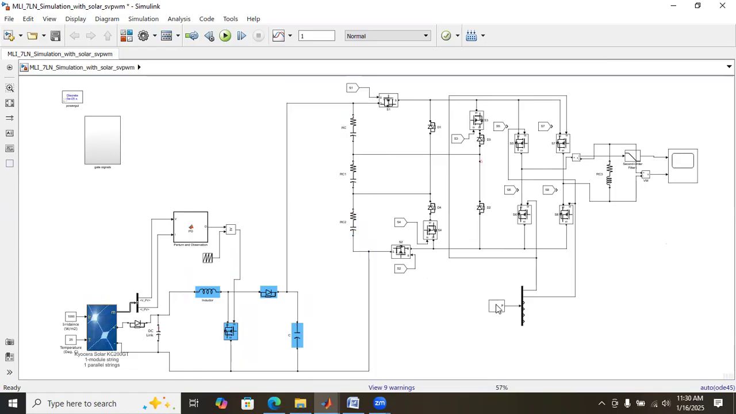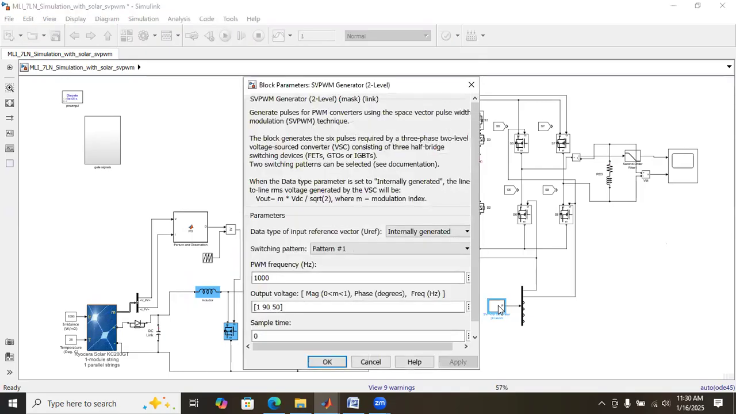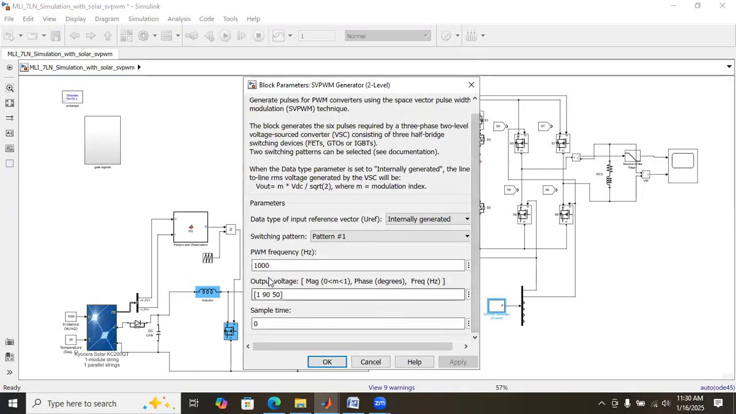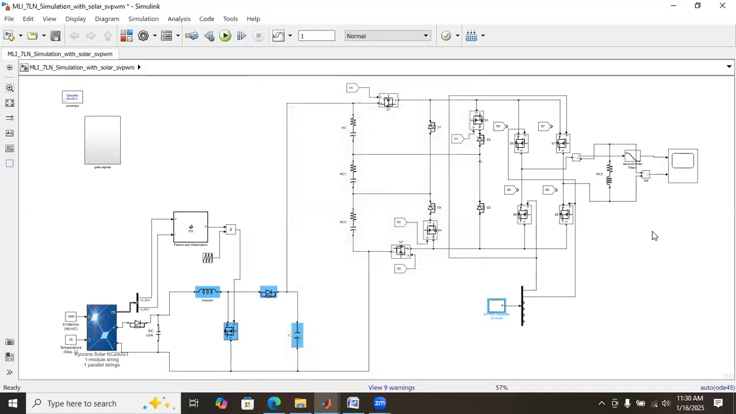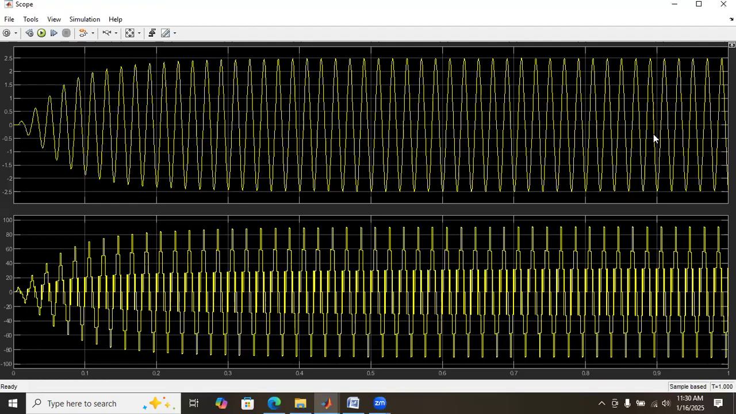And for that inverter, we are providing the SPPWM pulse generation. Here the switching frequency is 1 kilohertz, and the system output voltage frequency is 50 Hertz. And these are the levels generated. Okay, 1, 2, 3, 4, 5, 6, 7. Totally 7 levels. Output current and voltage for RL load.